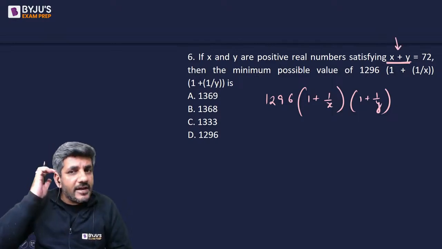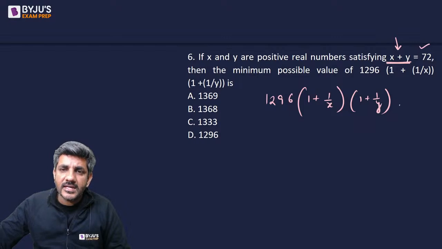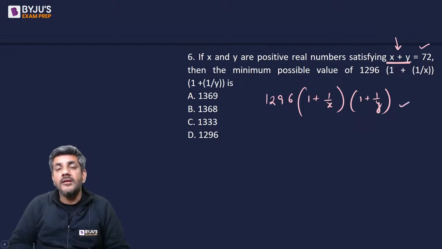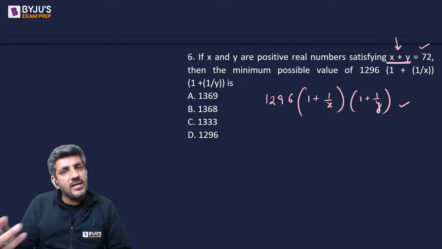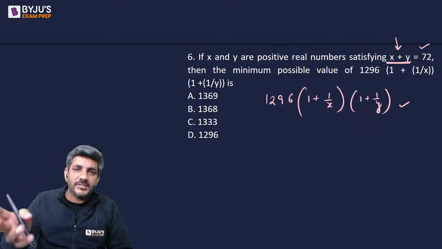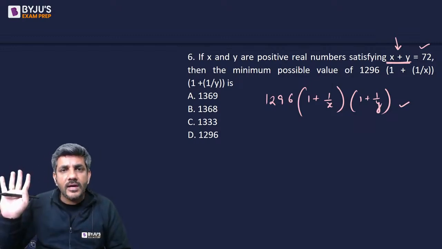If you put y in place of x, there will be no difference to this or to this. Is that right? If I interchange x with y, they would still be the same. And in a cyclic expression, you straight away have to put x equal to y to get the maxima or minima of it.